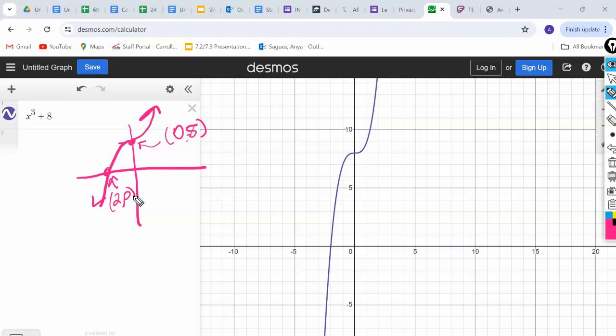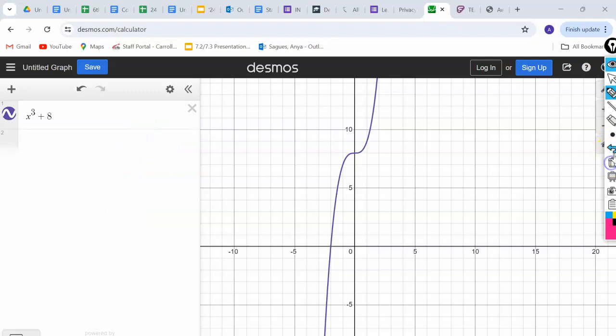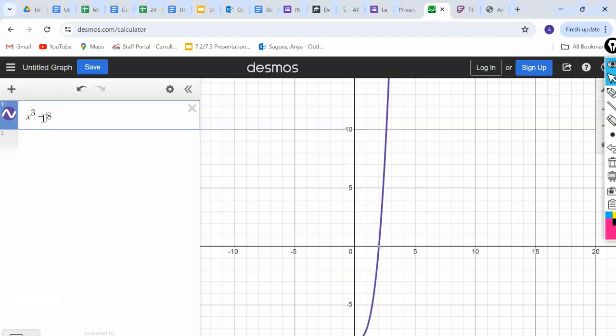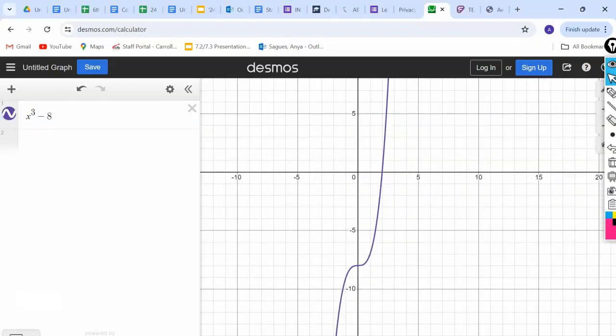Okay, so something like that. I would love if I saw a quick little sketch like that on your paper. That would be great for me. And let's say it was -8. So pay attention to what you're typing, because those are two different things. But I want you to just draw the picture.